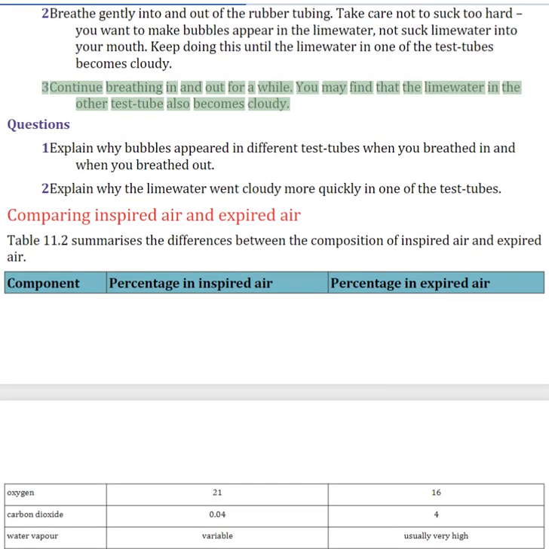3. Continue breathing in and out for a while. You may find that the lime water in the other test tube also becomes cloudy.